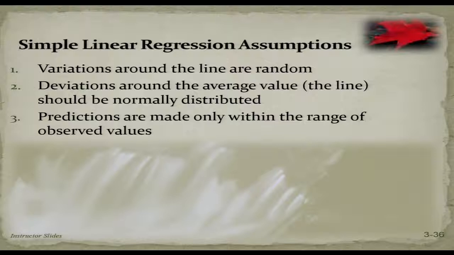Now, assumptions is the pretty boring part. This is a review about statistics. You have to have these assumptions before you can jump to use the linear regression model. Variation around the line is random. Deviation around the average value should be normally distributed. And the predictions are made only within the range of observed values.